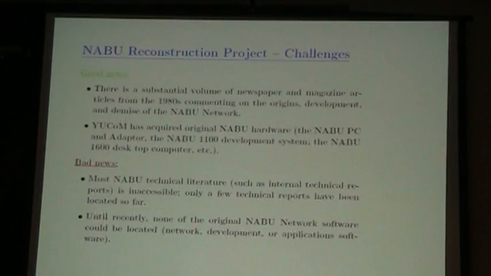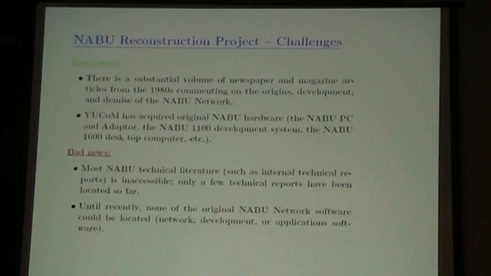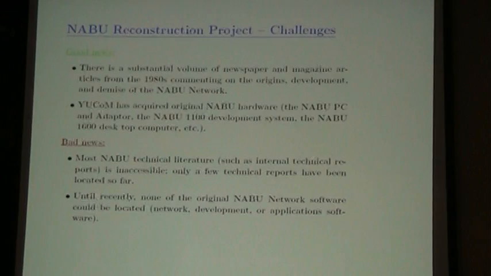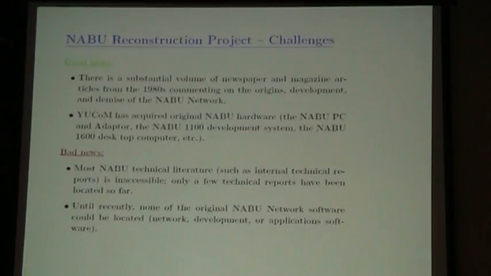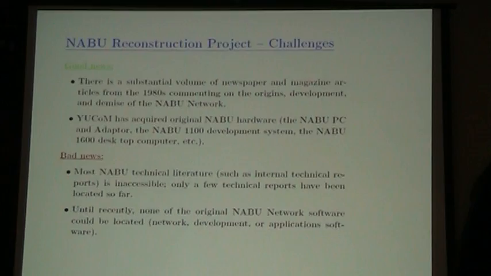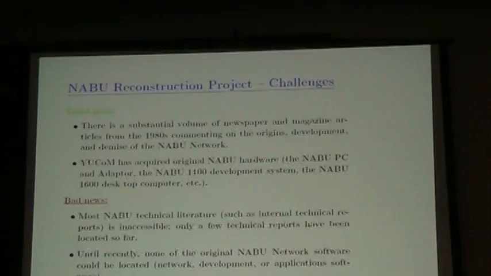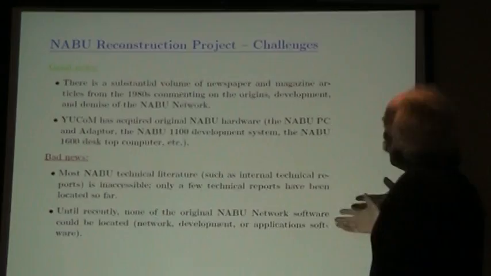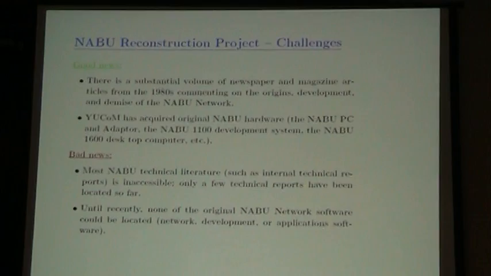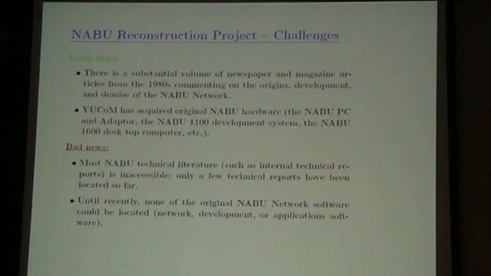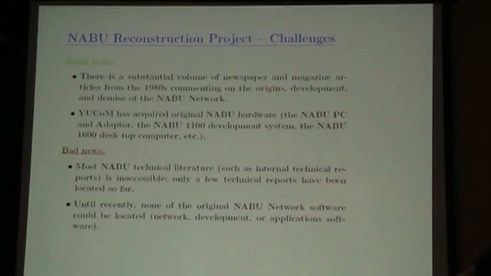So what was the good news? The good news was that there are a lot of newspapers and popular magazines with articles about NABU. But these are information, like John Kelly bought this or sold that, with no technical information that we could use. And there was no problem with finding hardware. NABU PCs and even development systems were relatively easy to locate in Ottawa and to get. But the bad news was nothing technical. There was just one manual that was describing the operating system in general terms. But nothing else, no technical documentation, no manuals, absolutely nothing. No software, nothing. So what to do?